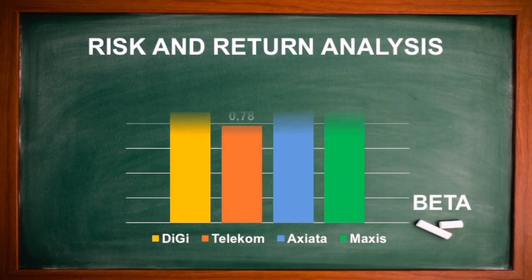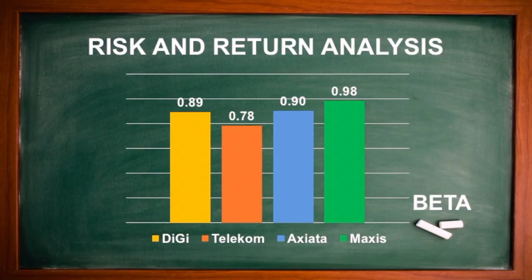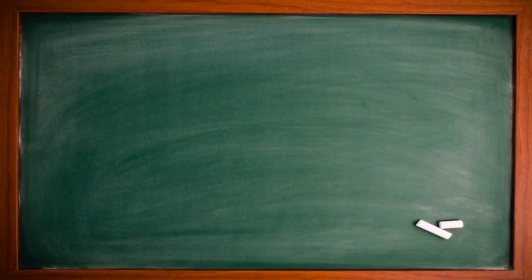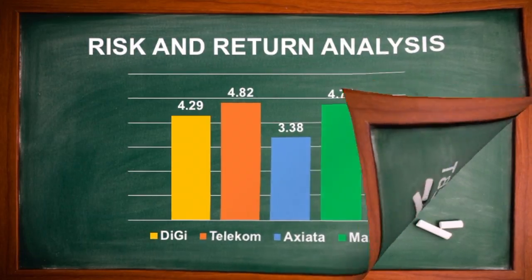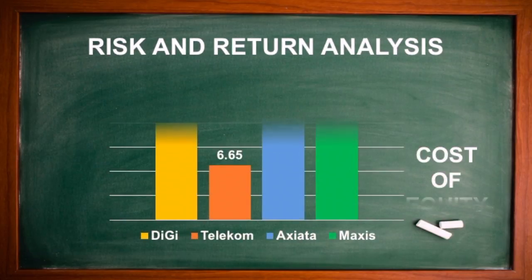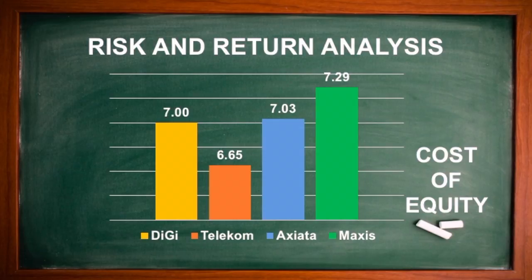Based on the statistics above, all the companies have a beta less than 1, which indicates that the investment is less volatile than the market. Axiata and Maxis have a beta nearer to 1, which indicates more volatility compared to Digi and Telekom. Axiata's cost of debt is the lowest among the four at 3.38%, which gives the company a competitive edge, as the costs for Telekom, Digi, and Maxis are all more than 4%, with Telekom the highest at 4.82%. Cost of equity for Maxis, Axiata, and Digi is more than 7%, while Telekom is the lowest at merely 6.65%.